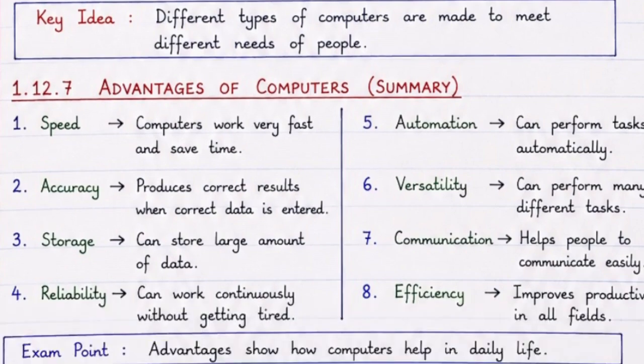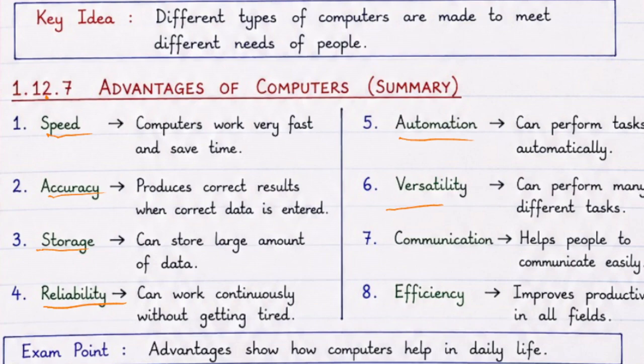Advantages of computer, we have the speed, we have accuracy, we have storage, it can store a large amount of data, we have reliability, we have automation, versatility. Versatile means it can perform many different tasks at the same time. Communication, helps people to communicate easily. Efficiency, improves productivity in all fields. So computers work very fast and save time. That's for the speed.